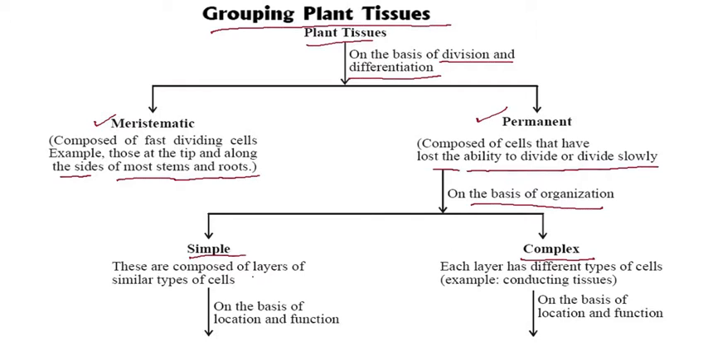Simple tissues are composed of layers of similar type of cells. On the basis of location and function, complex tissue has each layer with different types of cells, for example conducting tissues. On the basis of location and function, we can divide into further some parts.